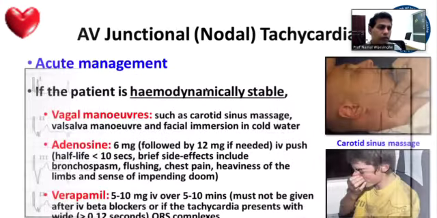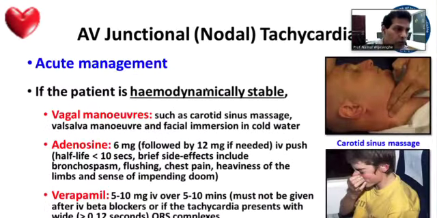So the acute management, we do various things. We do vagal maneuvers like carotid sinus massage, as you can see in the picture, or we can get the patient to do a Valsalva maneuver. I'm sure you must have seen these patients, and first try these non-pharmacological methods. Rarely they are successful.